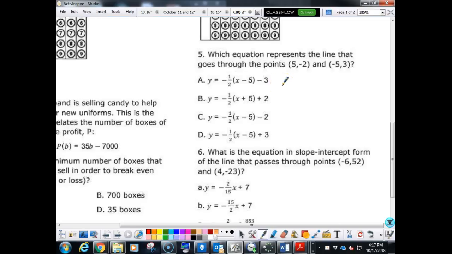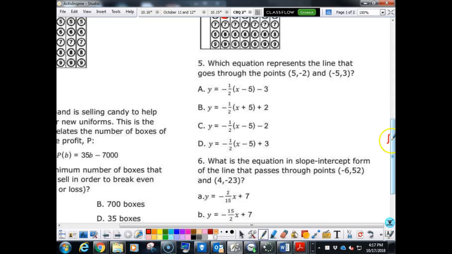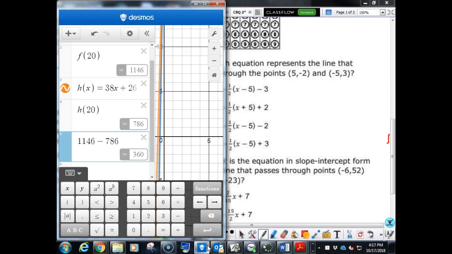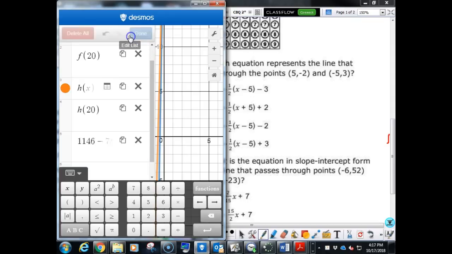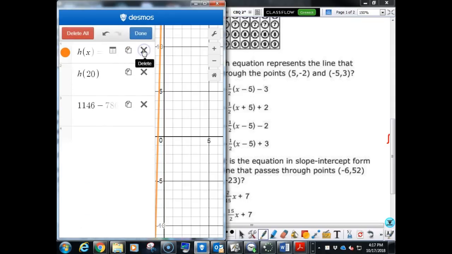Alright guys, in this part I'm going to go over number 5 and so on. Which equation represents the line that goes through the points (5, -2) and (-5, 3)? Okay, so remember, to find, let me delete all this.